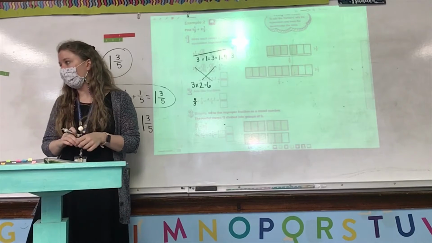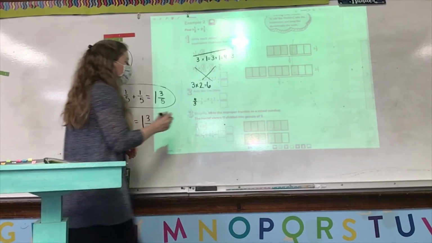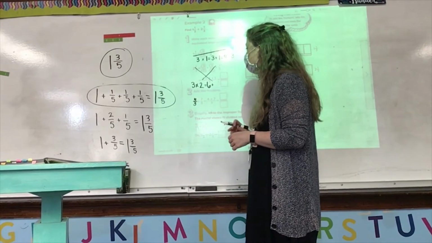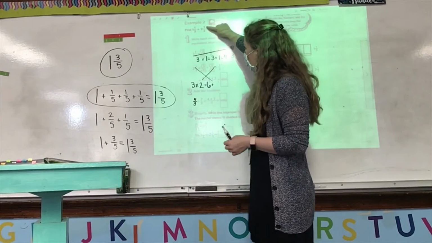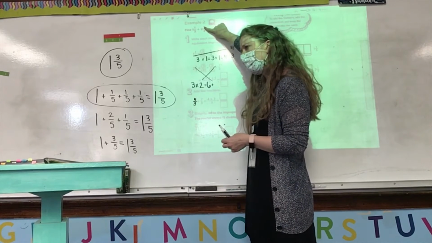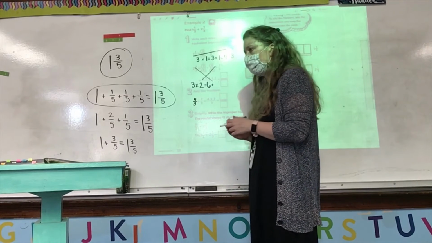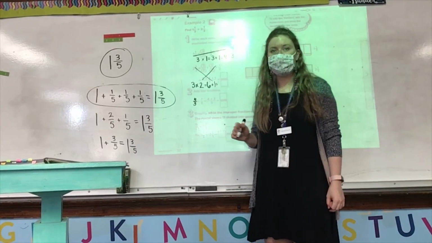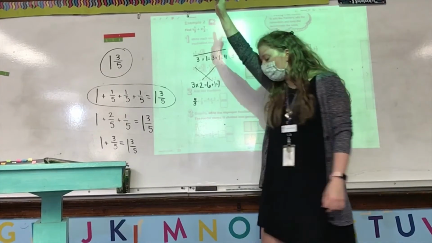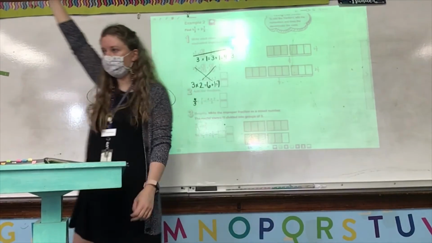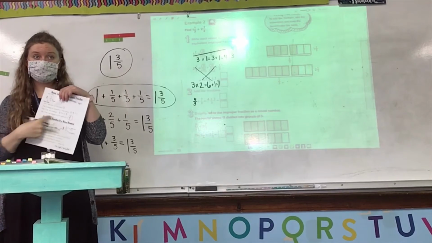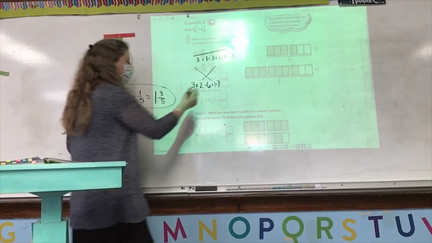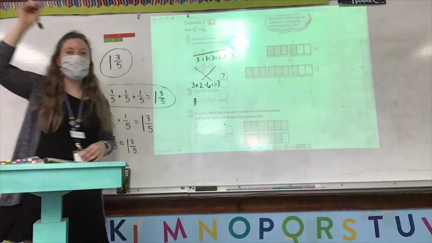Kingston, add the numerator. So what are we adding? 3 times 2 plus 1. Our numerator is 3 times 2 plus 1. What is our numerator? Class, 6 plus 1 is? 7. That is our what? New numerator. What's our denominator?